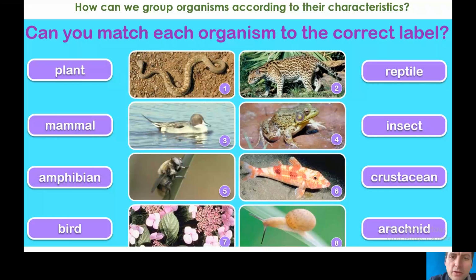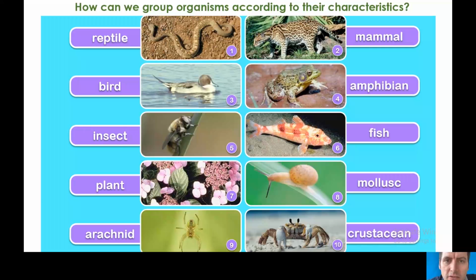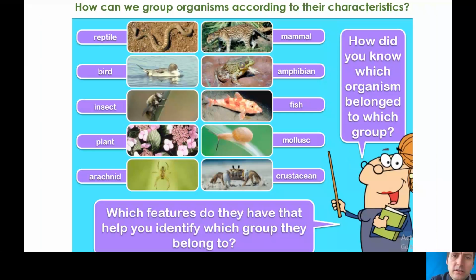Okie dokie. And if we look through, see how you've got on. So our first one is that reptile, the second one a mammal, the third one a bird, the fourth one an amphibian, the fifth one an insect, the sixth one fish, seventh one plant, eighth one mollusk, ninth one arachnid, and 10th one crustacean. So we can see there's 10 groupings there on those.